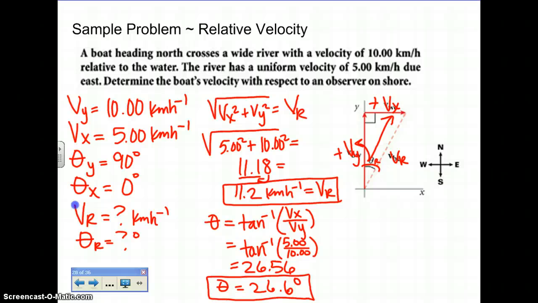All right, after that, we are now going to move into our projectiles that are launched, and then projectiles that are launched at an angle, which will be the 6th video in this part. You are done with this part on relative velocity. Now you can do your relative velocity worksheets.